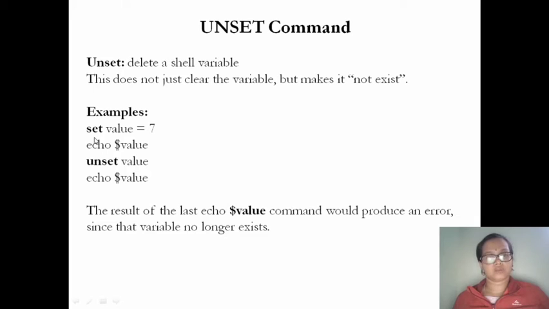See here for an example: set value=7. So we have set the value 7 to value, and we do echo $value. After giving that, you will get 7 as an output. And next, unset value. When you unset it, then if you say echo $value, the last echo command would produce an error saying that the variable no longer exists. So this statement will raise an error saying that this variable is not there. This is how the unset command works.